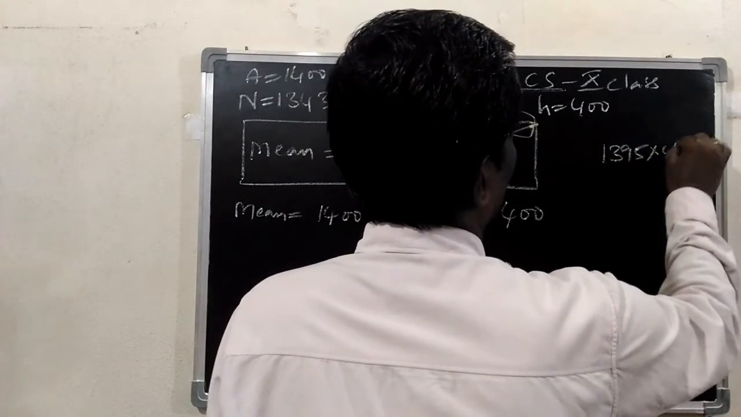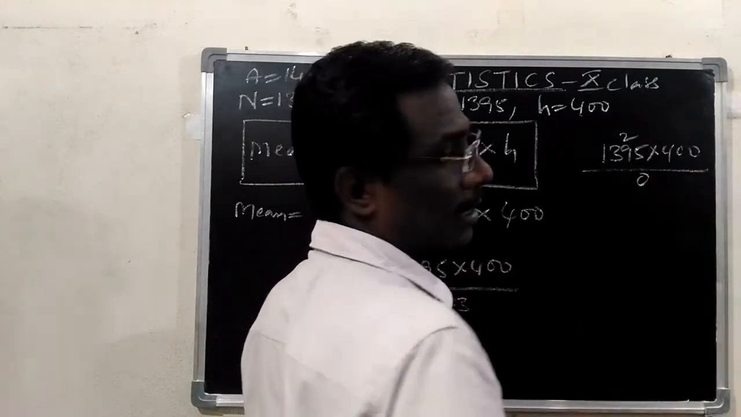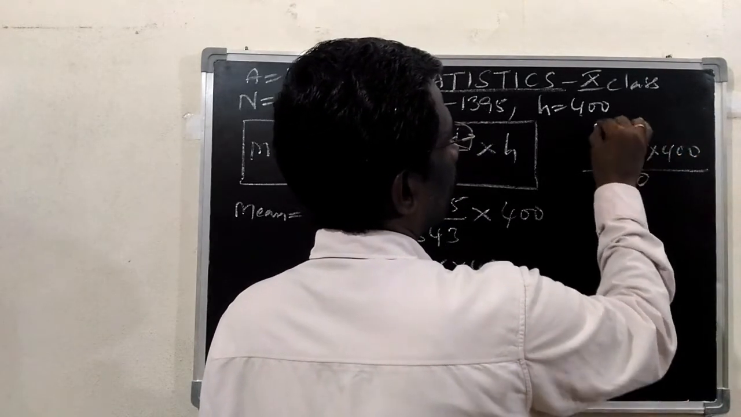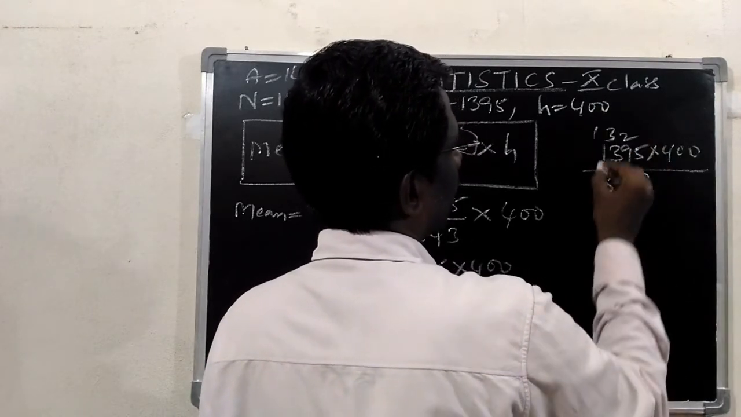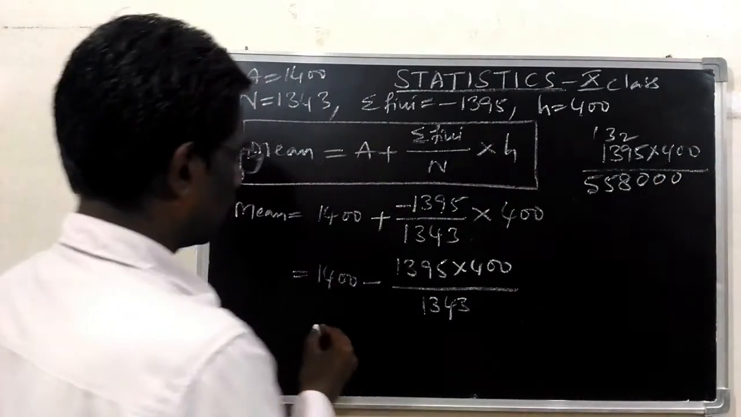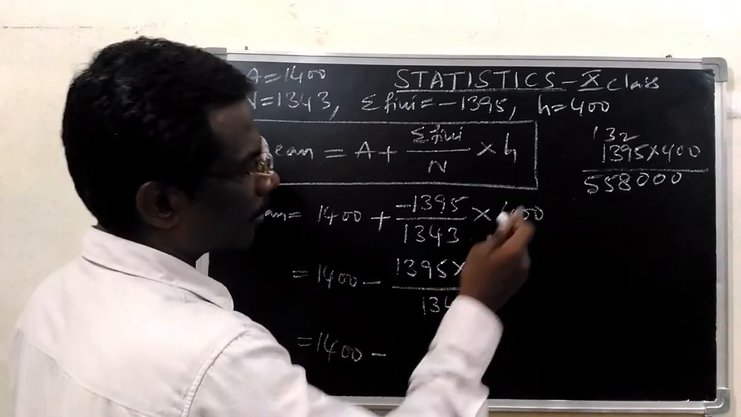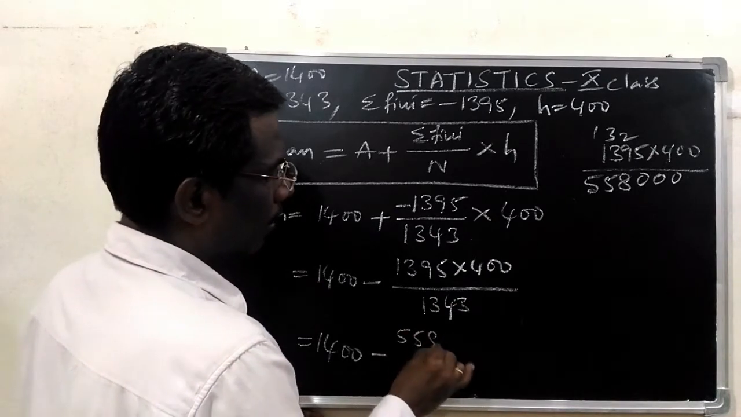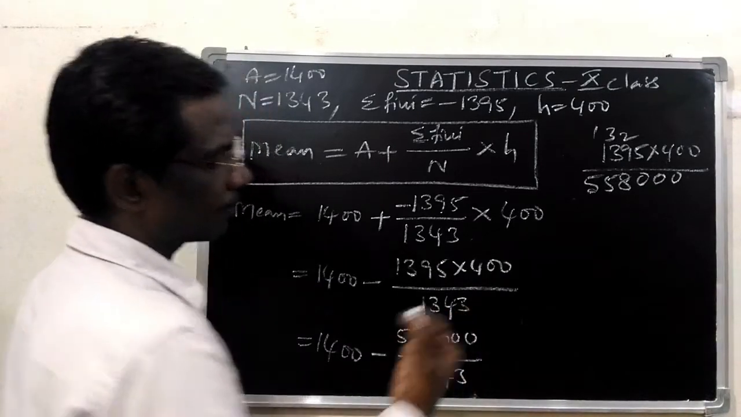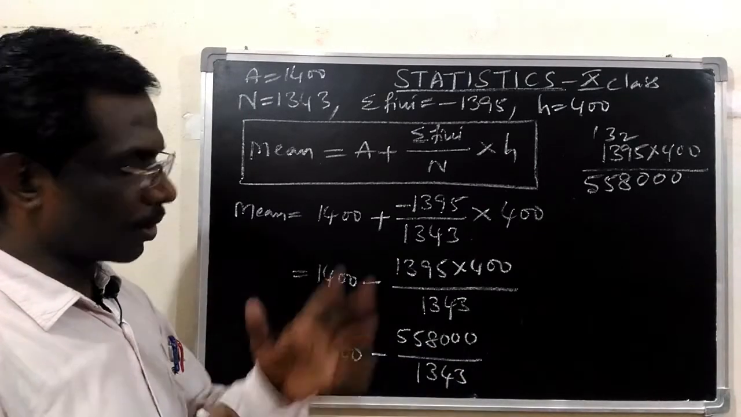I am multiplying these two values first. 1395 multiplied by 400. So 4 5s are 20, 4 9s are 36, plus 2 is 38, 4 3s are 12, 15, 4 1s are 4, 4 plus 1 is 5. After this, write 2 more zeros. So we can write now 1400 minus 558000 divided by 1343.